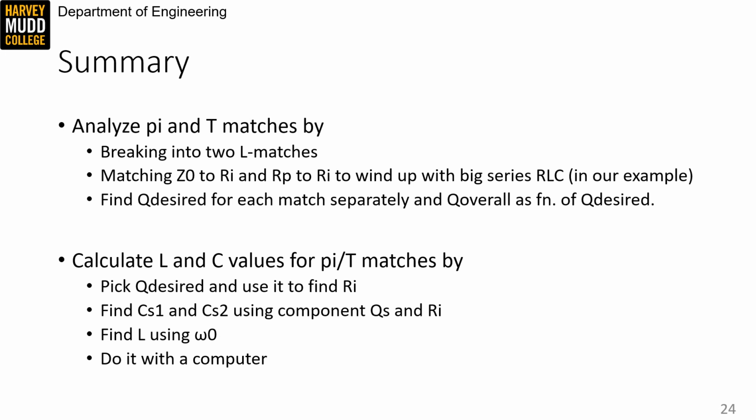Then you can calculate L and C values for pi or T matches by picking Q desired and using it to find Ri, finding CS1 and CS2 using component Qs and Ri, finding L using omega naught, and making sure to do it with a computer because it's pretty complicated to do by hand.